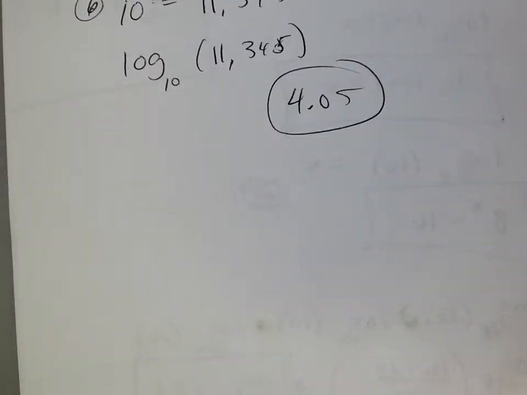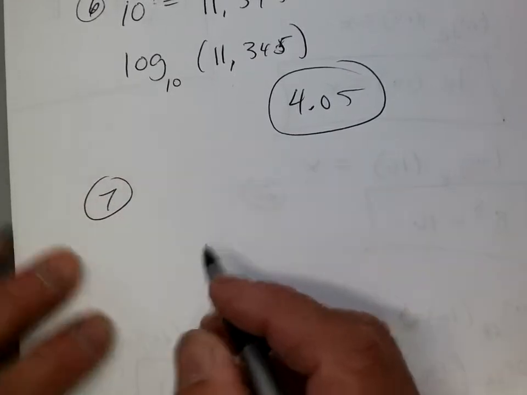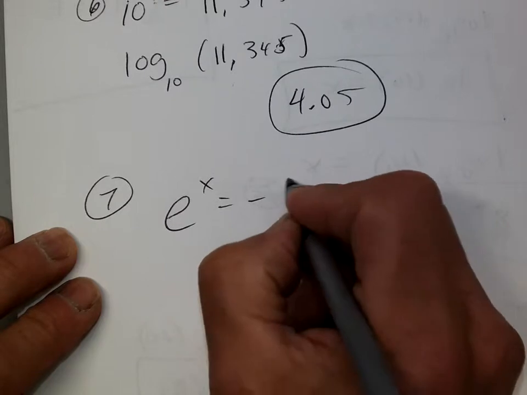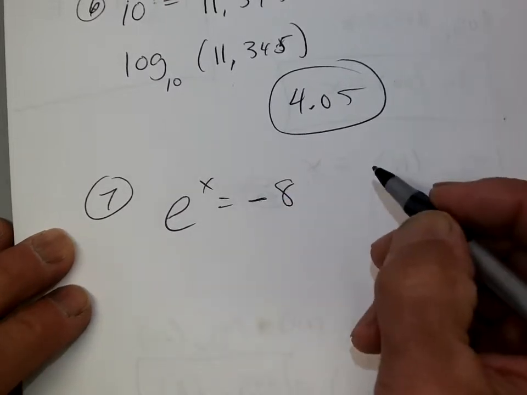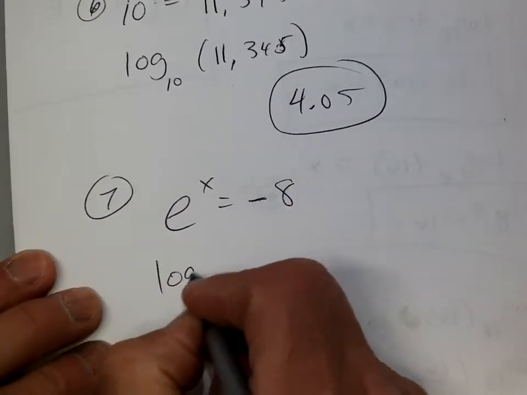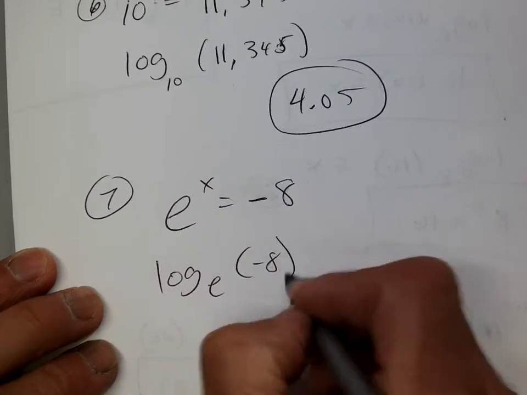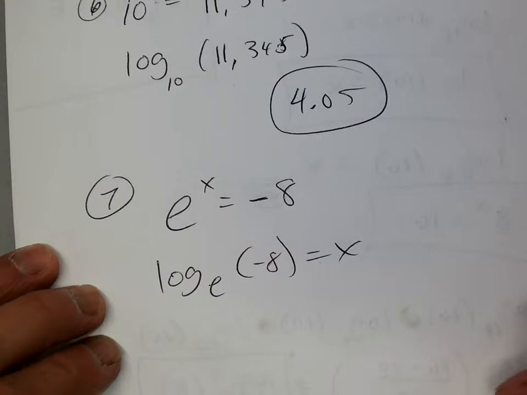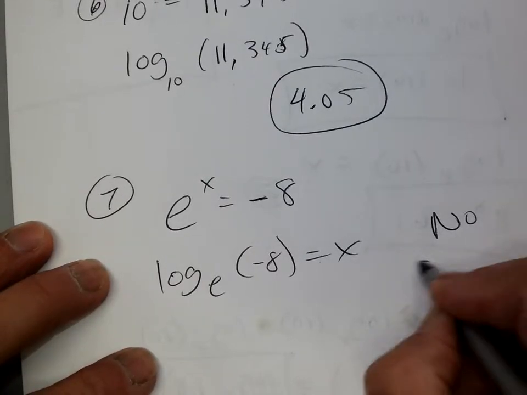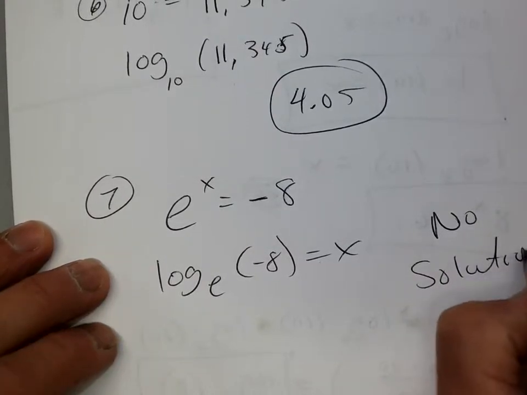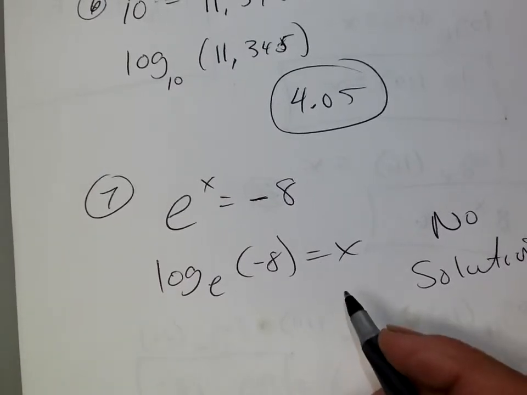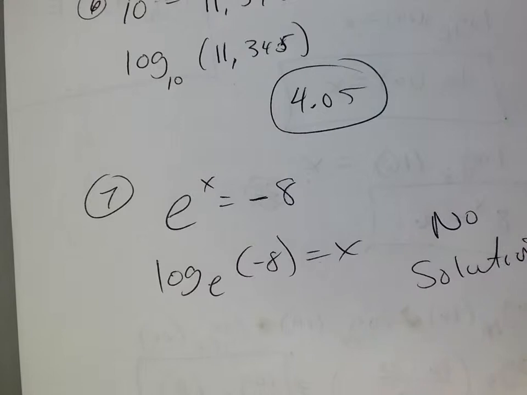Okay, then how about number 7? Oh, 7. I'm not going to be able to do this. What's wrong? A negative, because I'm going to go log base e of negative 8 equals x. Like, can't be done, right? No solution. You could try it, but I bet you're going to get a weird answer on your calculator. Domain error, right? Yeah, it's definitely domain error.